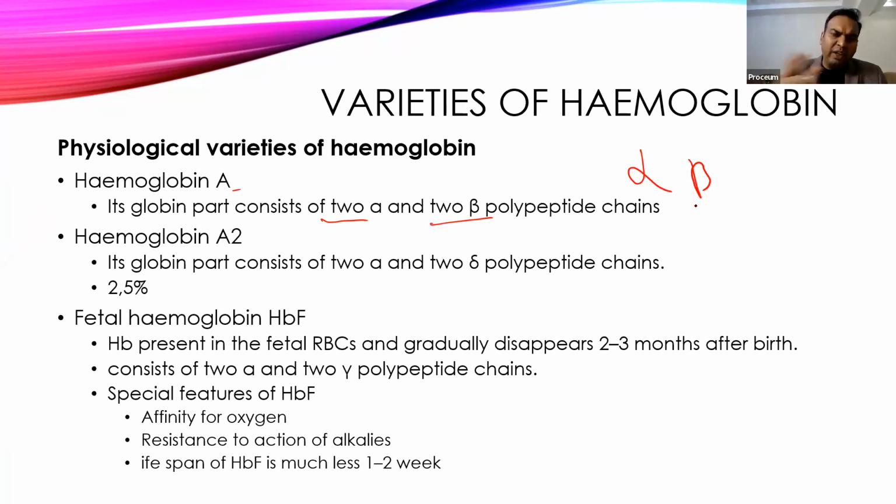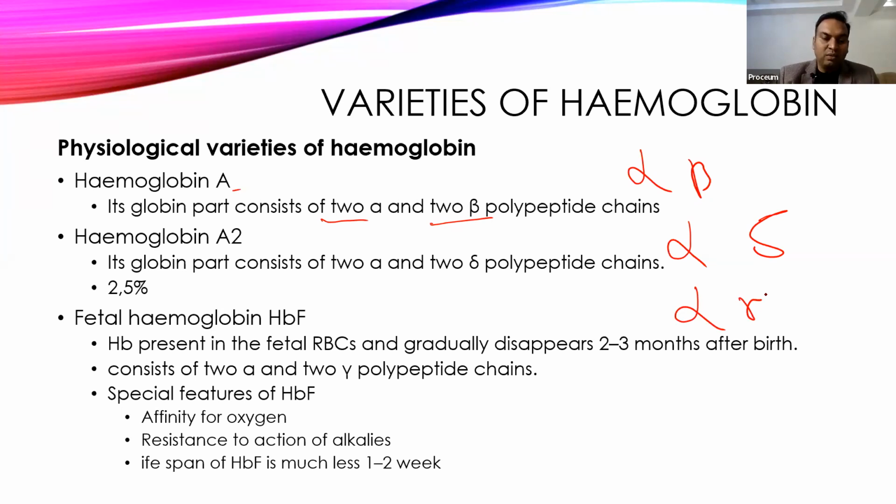Then there is a variation of the adult hemoglobin, HbA2, that is another variation, in which 2 alpha and 2 delta chains will be there. And then another hemoglobin is fetal hemoglobin, which is usually seen in the intrauterine life in the fetal RBC, and it remains in the blood up to 2 to 3 months after birth, and this contains 2 alpha, 2 gamma peptide chains.